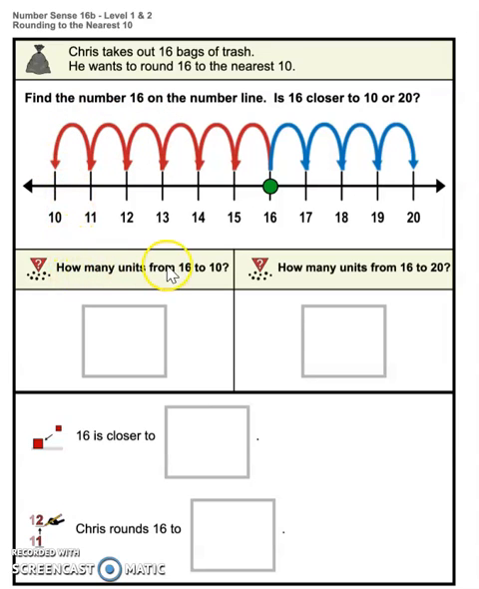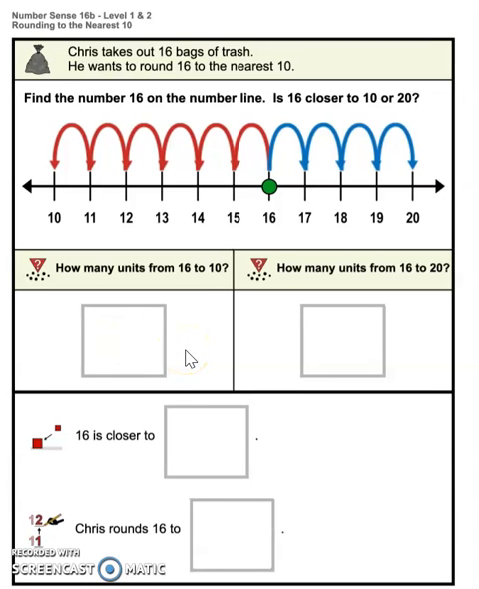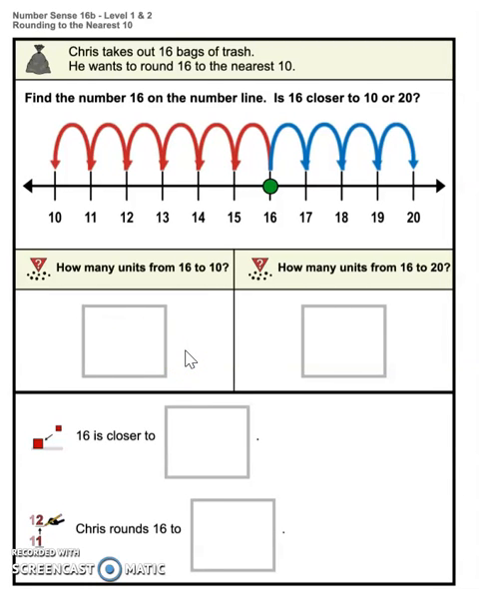So how many units from 16 to 10? Right here, 16 to 10. We said 6. So write your 6. How many units from 16 to 20? Let's count them. 1, 2, 3, 4. Write your 4.